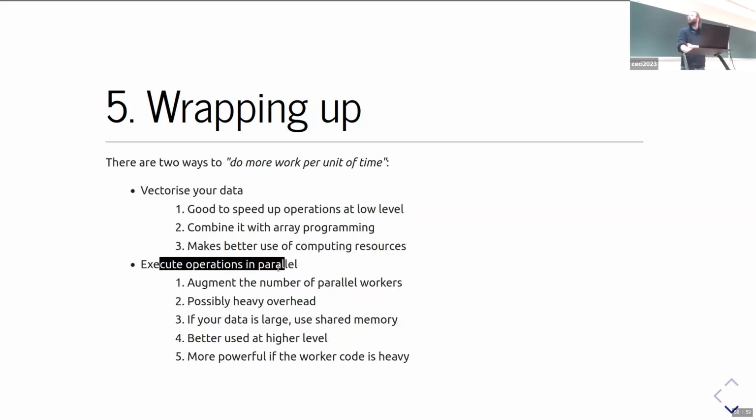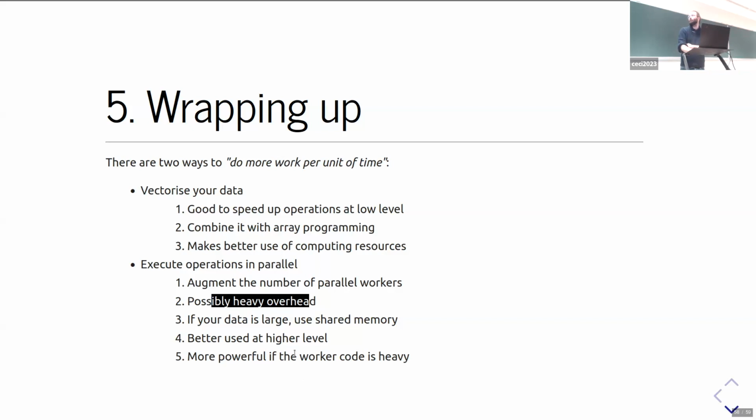And execute operations in parallel if you need it, if your data is sufficiently large that it makes sense. Otherwise, don't do that. When you increase the number of parallel workers, the overhead may be heavy. So if your data is large, use shared memory. Otherwise, you have a lot of message passing, which is actually just overhead, nothing except copying data.